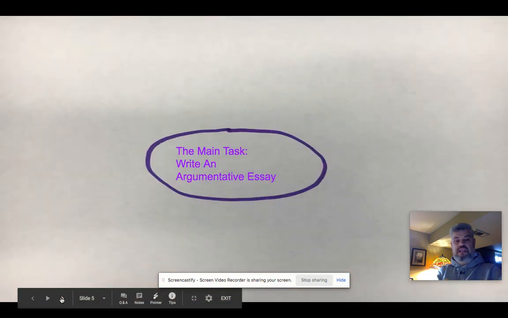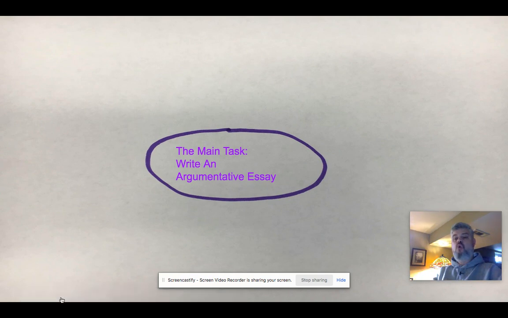and use of language. So the very first thing that we are doing is we put together our word map. What is our main task? That goes in the middle. We're going to write an argumentative essay. So that's where we're going to start.